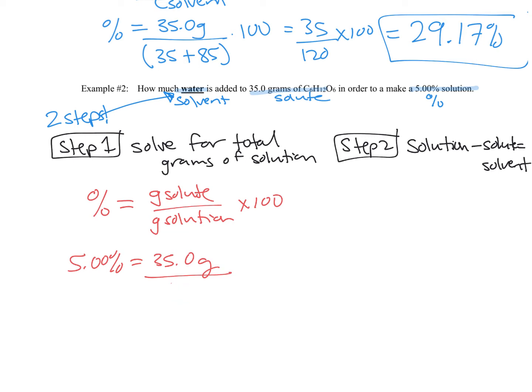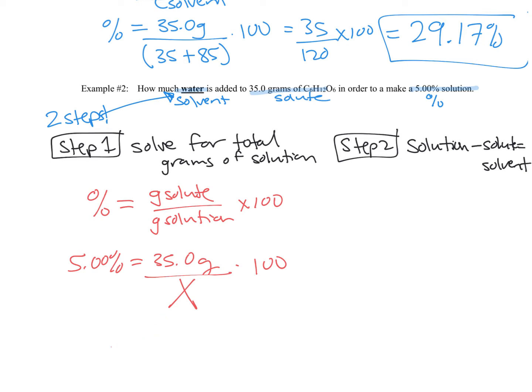Now, for those of you math whizzes, you could do this in one step if you did 35 plus X, and this X was representing solvent. But you have to be really good at your algebra because you're going to be distributing and stuff like that. So what I recommend is break it down into just 2 steps, and big X is representing the total grams of solution, and then we'll subtract off the solute in our second step.